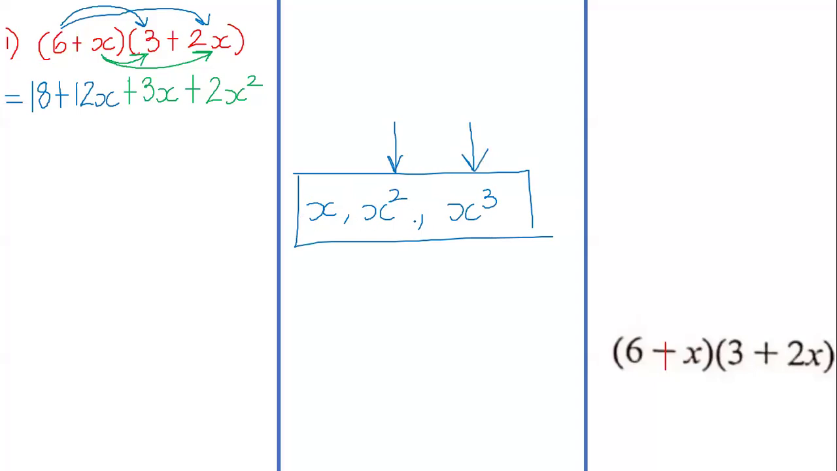Excuse me, draw the box with the x's. But, no, you don't have to draw that.